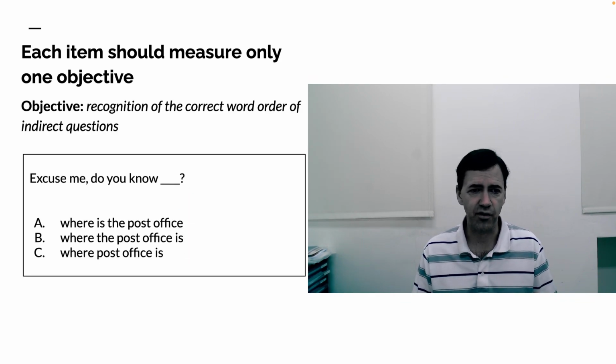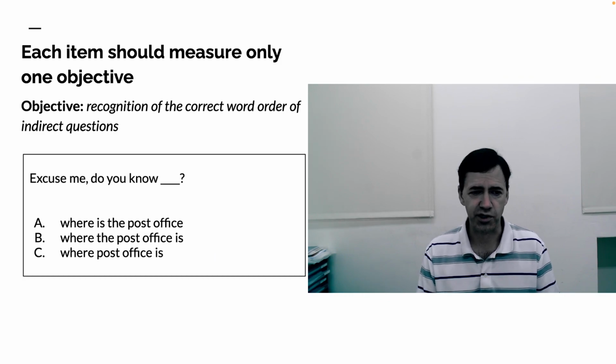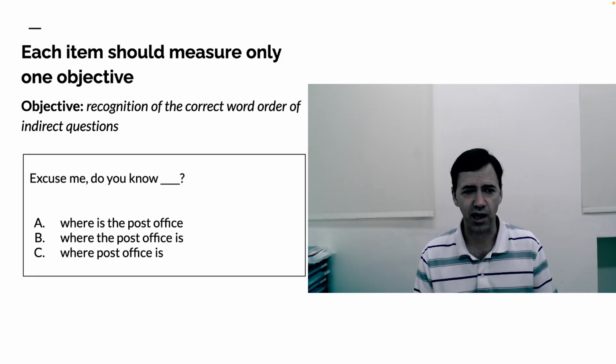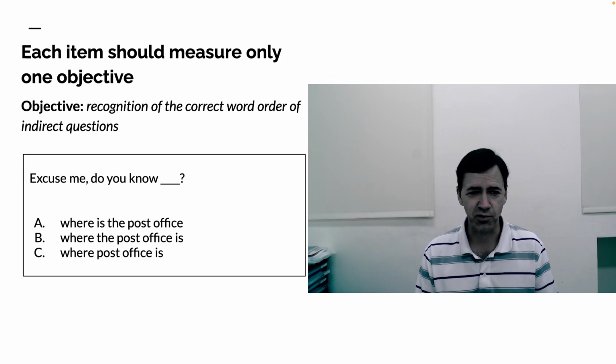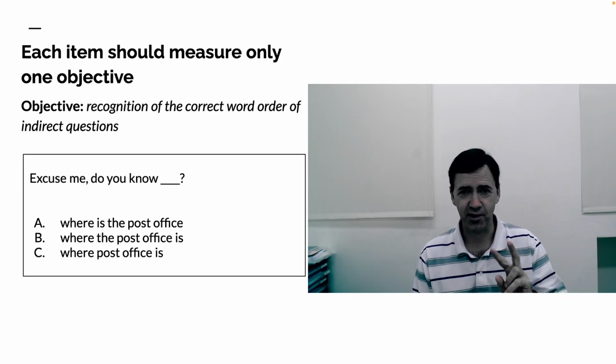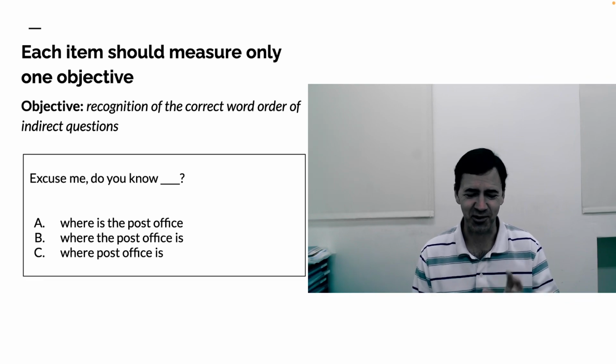Okay, so let's look at another example. This time the objective is recognition of the correct word order of indirect questions. So actually this is a very common one for Taiwanese students, right? "Excuse me, do you know..." And then A says, where is the post office? B, where the post office is. So here is one common mistake that students will make here. And then C says, where post office is. So again, pause the video, try to ask yourself, do you think these three options were designed well or not?